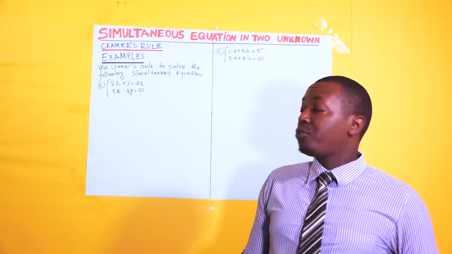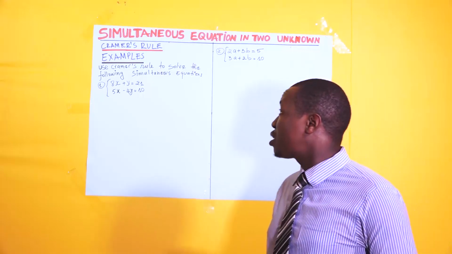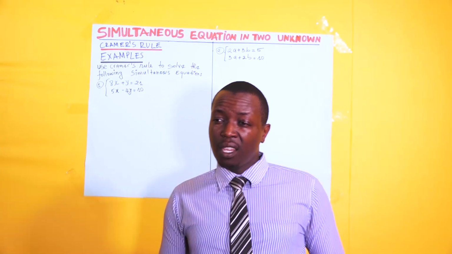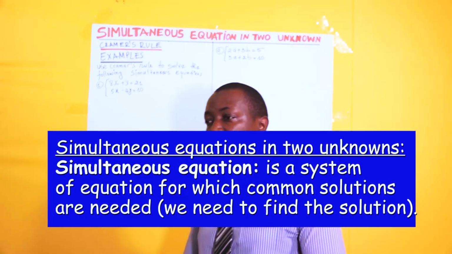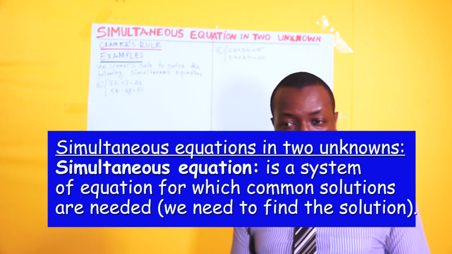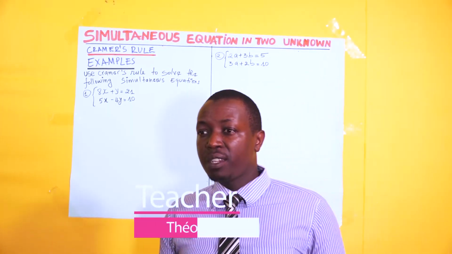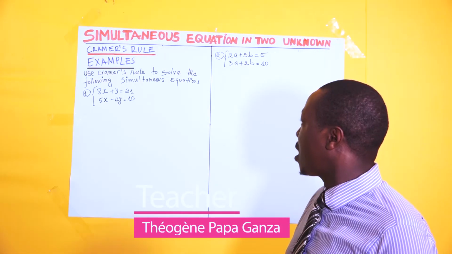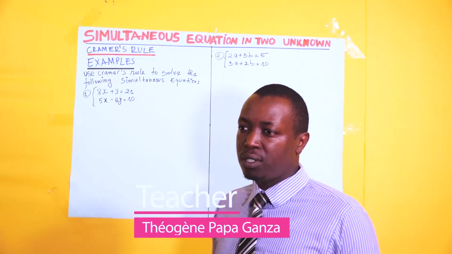Let us continue with our session. Remember, last time we were dealing with simultaneous equations in two unknowns. We have seen that simultaneous equations are a system of equations for which common solutions are needed, right? And remember, last time we were dealing with one of the methods to solve such a system. Which one was it? It was the elimination method.